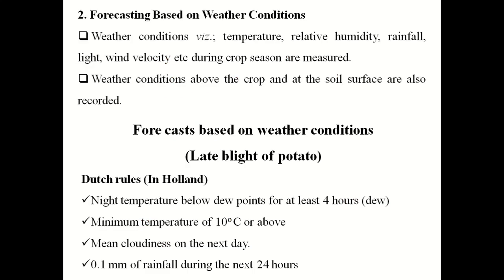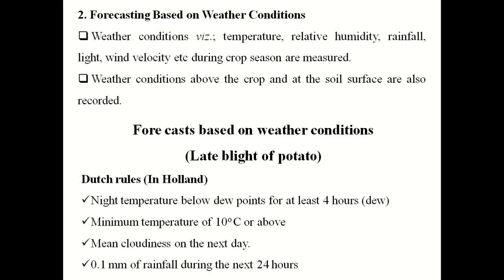Second, forecasting done on the basis of weather condition. Weather conditions like temperature, relative humidity, rainfall, light, and wind velocity are measured during the crop season. Weather conditions of the soil surface and crop surface are measured, and on the basis of this, forecasting is done. Here one successful example of a forecast based on weather condition is given. In Holland, the Dutch rules were developed on the basis of weather conditions, and according to this Dutch rule, forecasting for the late blight disease in potato crop is done.